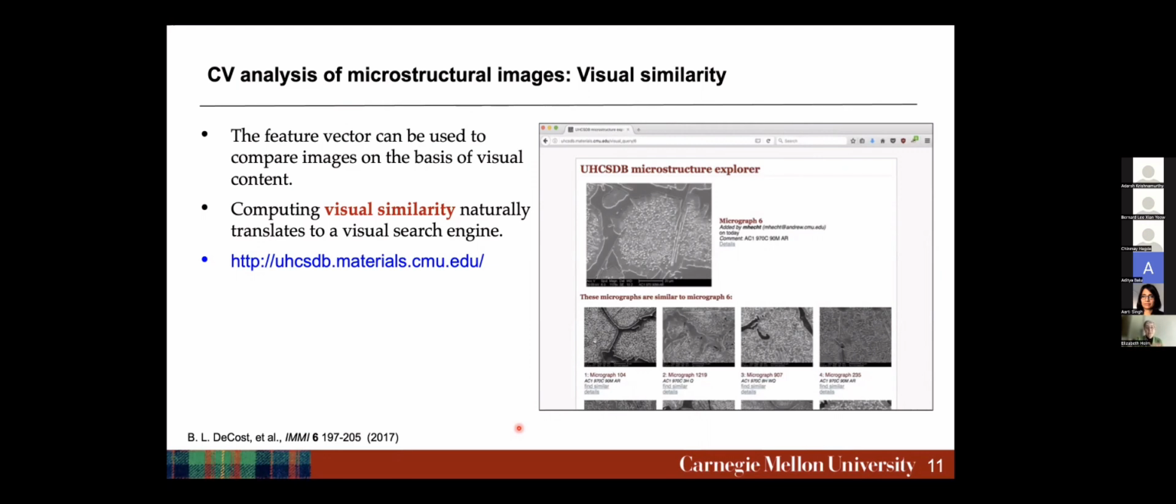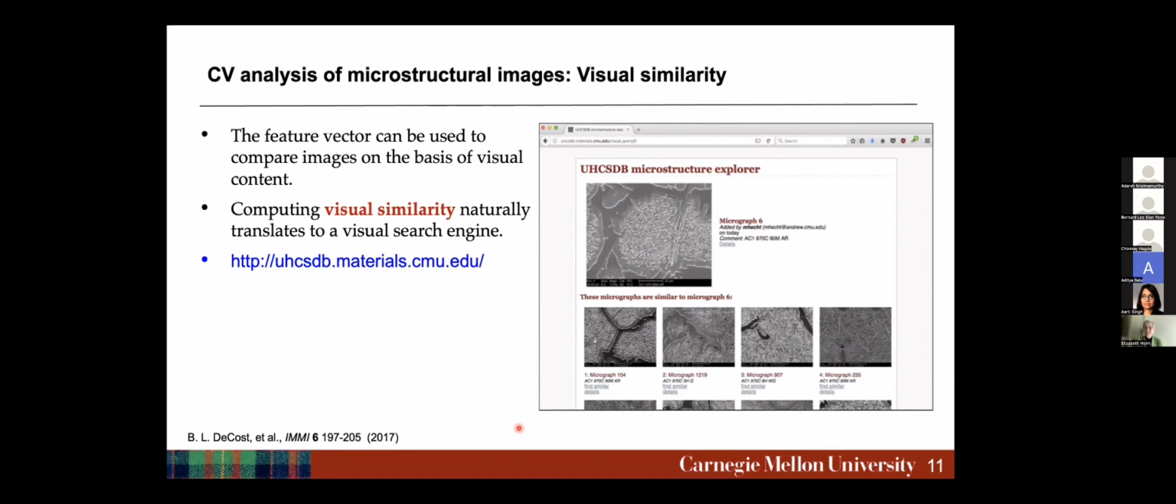And that allows us to compute visual similarity by comparing feature vectors, and that translates naturally to a visual search engine. And if you go to this link, you will see a very rudimentary web page with a visual search engine for a microstructural database. The beauty here, though, is that material scientists have traditionally described images qualitatively, and that makes it very difficult to do a search on these images because everyone uses different words.